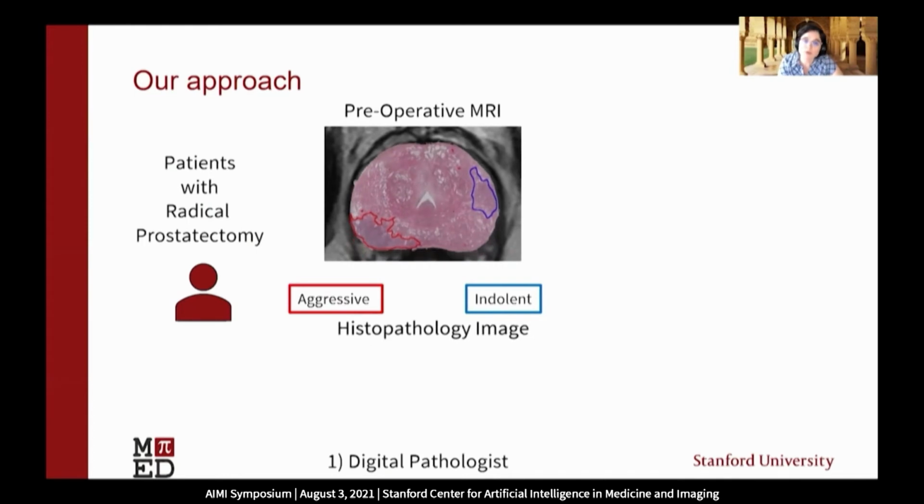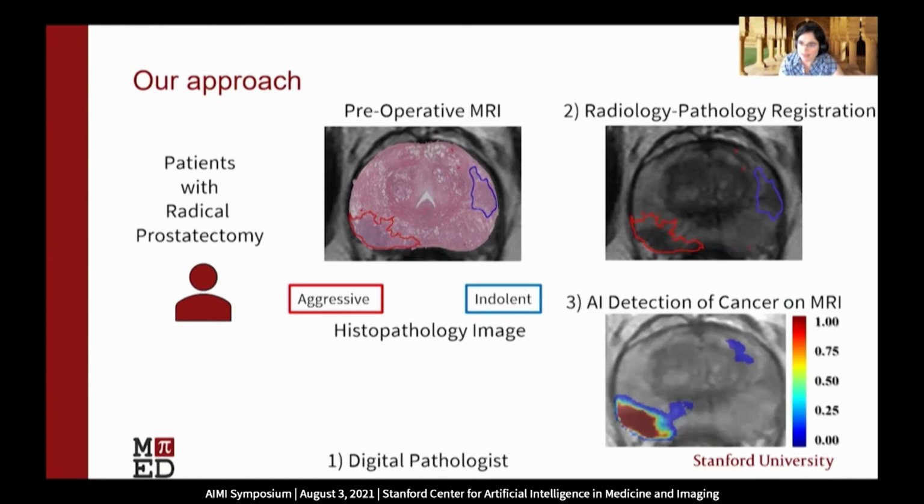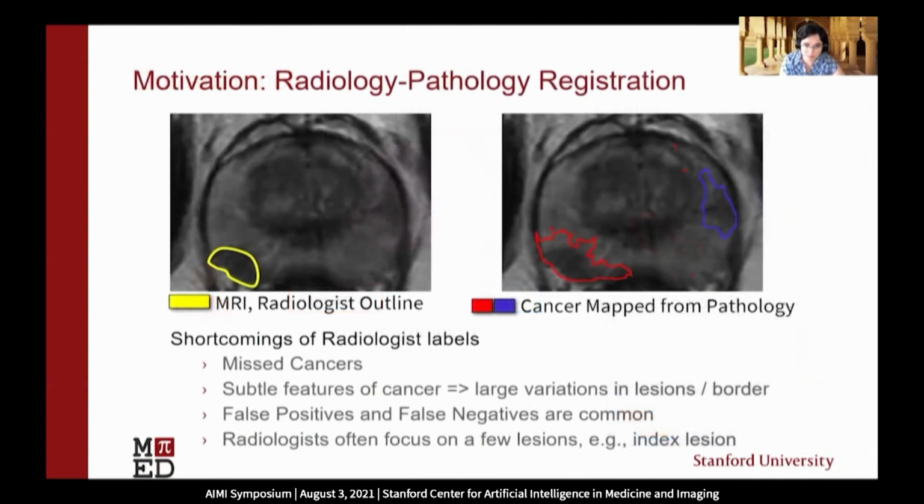Our approach involves taking these whole mount histopathology images and registering them with the MRI. So that's what we do in step number 2, to create a mapping between the pathology and MRI, one, to get the labels. So we see now that the red and blue outlines are projected onto the MRI of the prostate. And then the third step there is to use these labels in order to detect cancer on MRI.